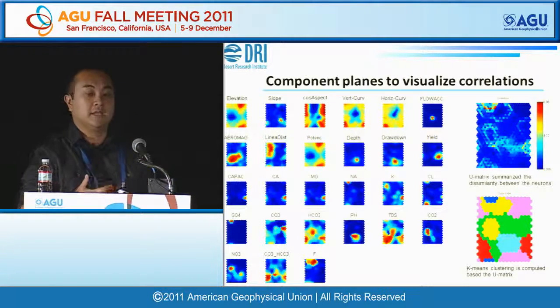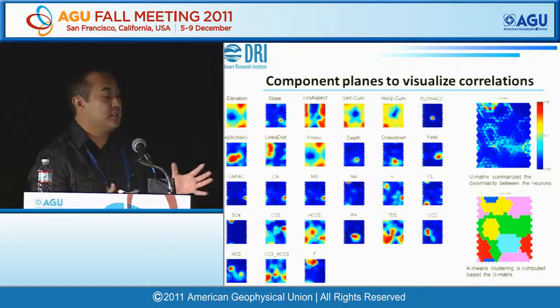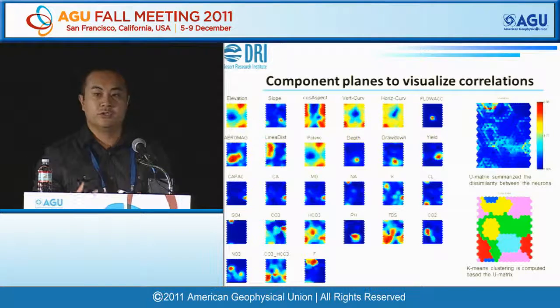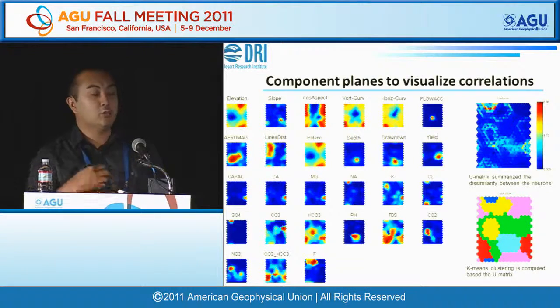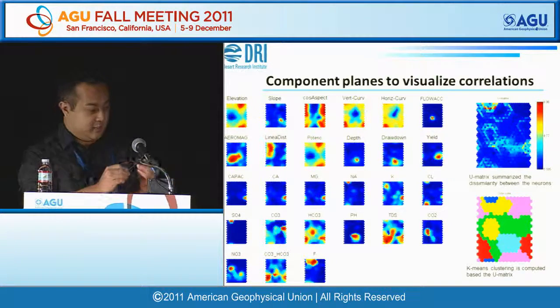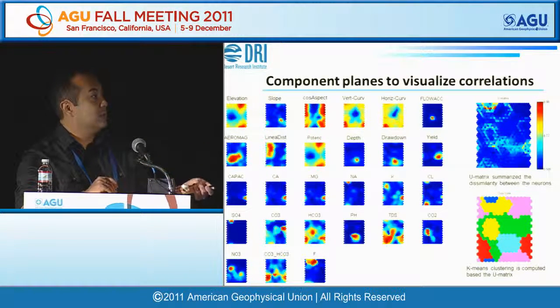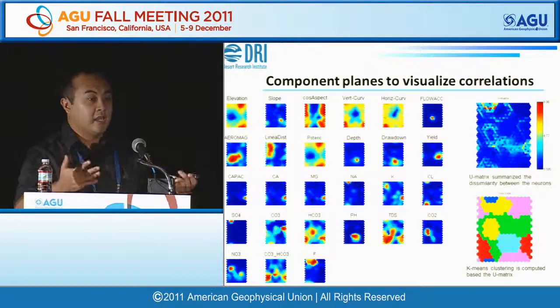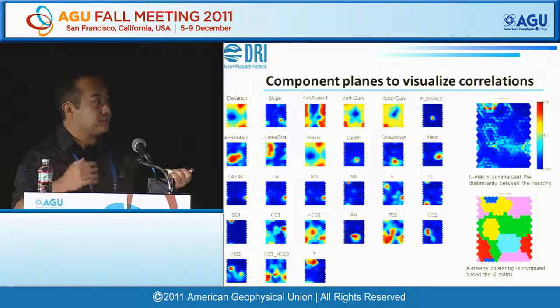The component planes can be thought of as a two-dimensional histogram, where a reddish color indicates higher values of the variable, and bluish colors indicate lower values of the variable. When we have similar colors and similar positions on these component planes, it indicates a correlation between the variables. Like we have here with calcium and magnesium. They have a similar configuration, indicating a higher correlation between these two variables.